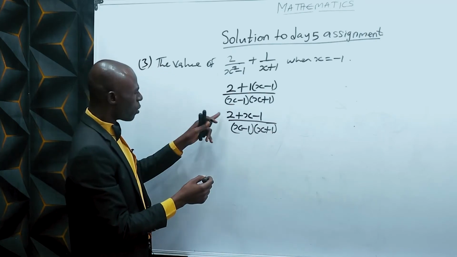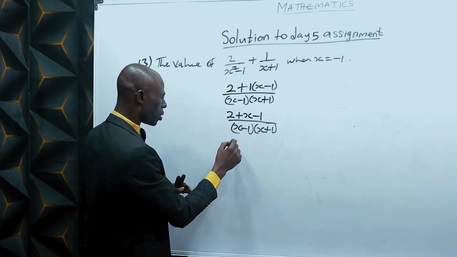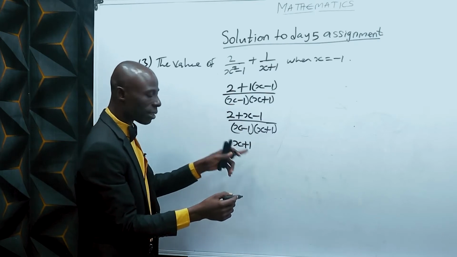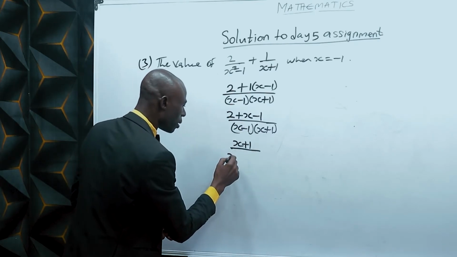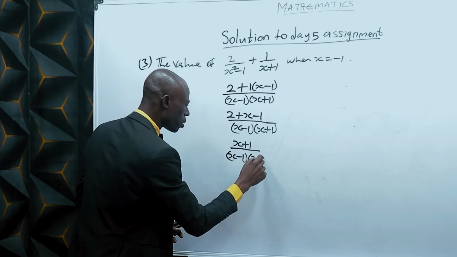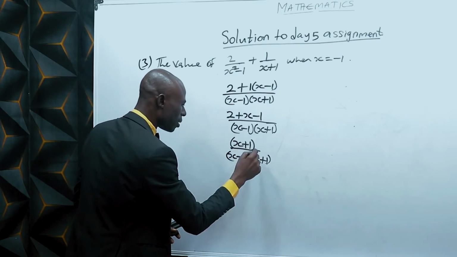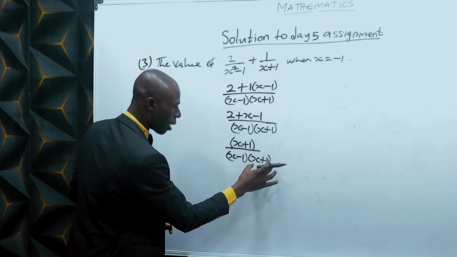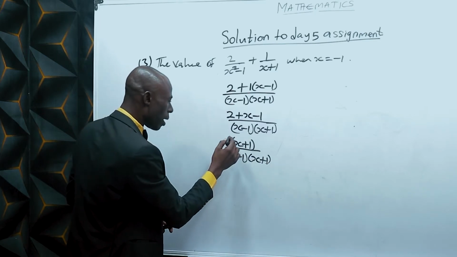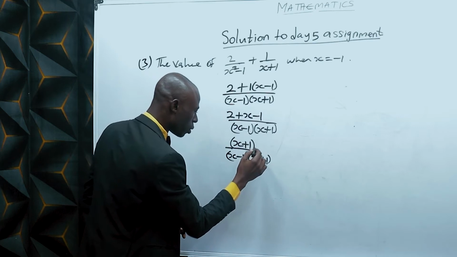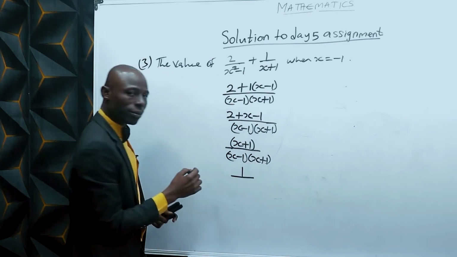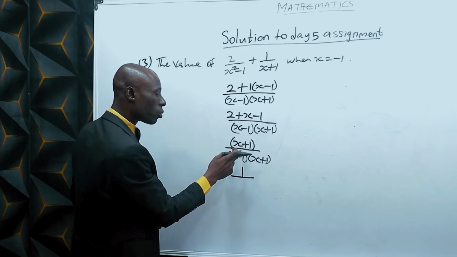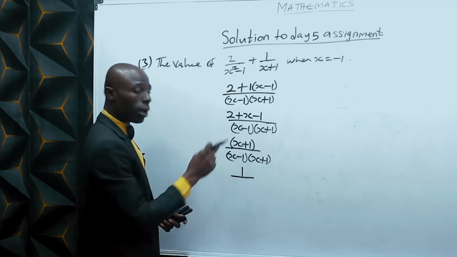Simplify the numerator further. 2 minus 1 gives you 1, which is x plus 1. And when you have to add 1 to x, it's the same thing as x plus 1, all over x minus 1 into x plus 1. You can see that x plus 1 can cancel x plus 1 here. How many times do you have x plus 1 in x plus 1? It's 1 time. Write it down. That is to say, when you use x plus 1 to divide this x plus 1, it gives you 1.